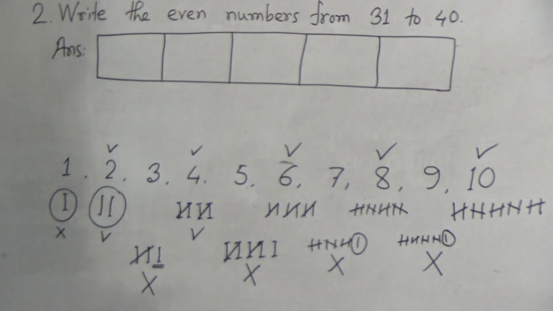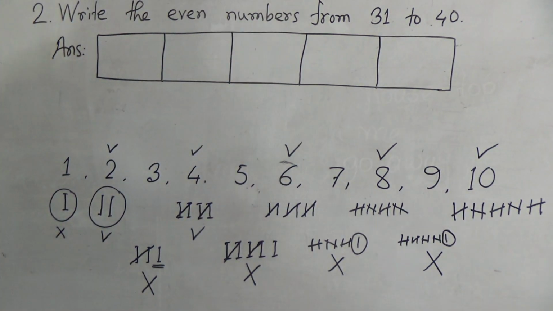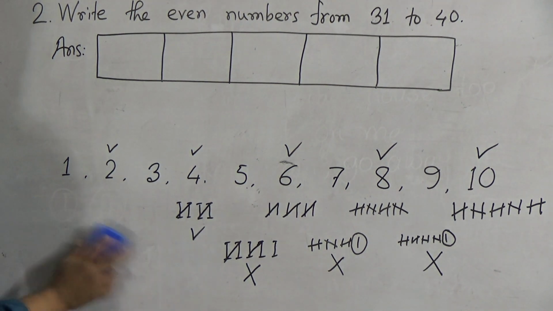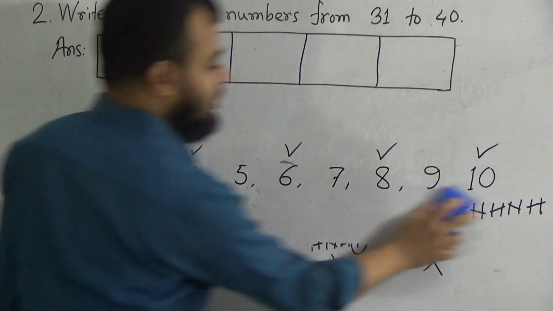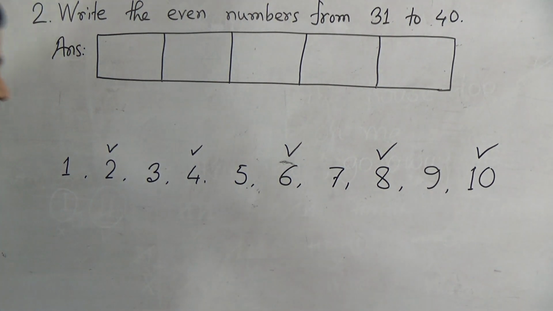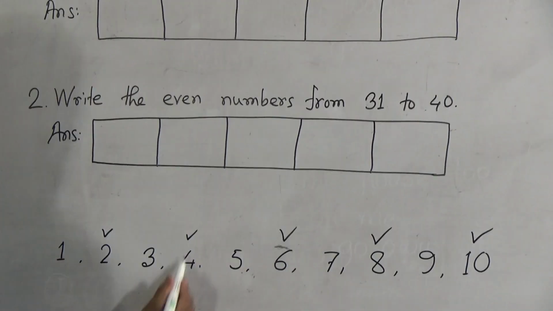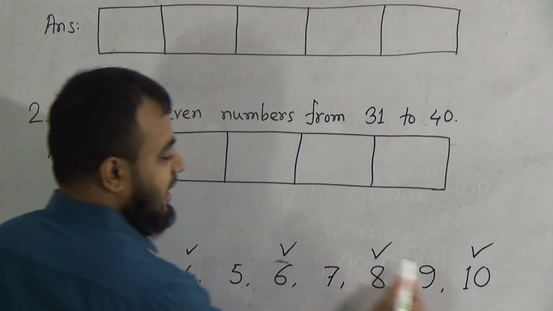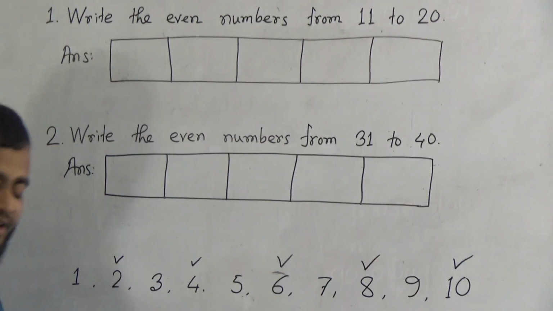I hope you have understood. Now we will erase the sticks and we will say which numbers are even numbers. My dear students, look, it's very easy. 2, 4, 6, 8 and 10 are the even numbers.